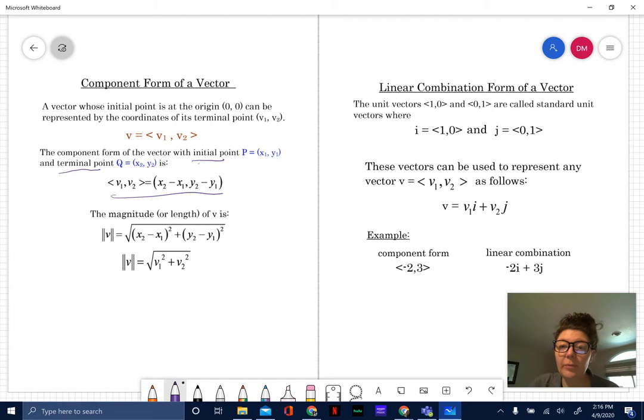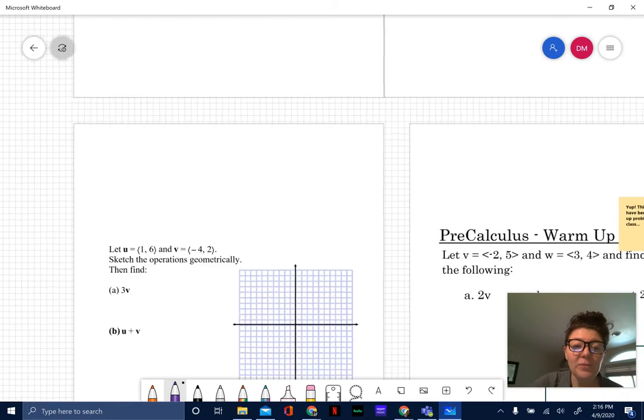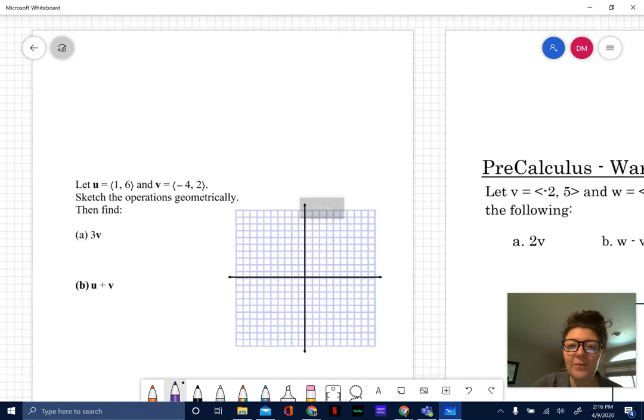We've gone through a little bit of linear combination form, where we use the standard unit vectors i and j to represent what's happening in the x direction and what's happening in the y direction. So the vector <-2, 3> would just look like -2i + 3j. Again, these are all things you've been doing really well with. No worries there. I just thought I'd give you an extra opportunity if you wanted to write any of that down.